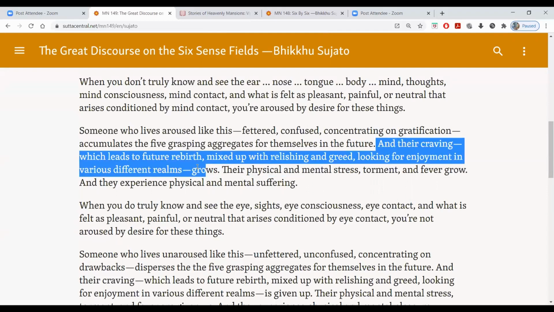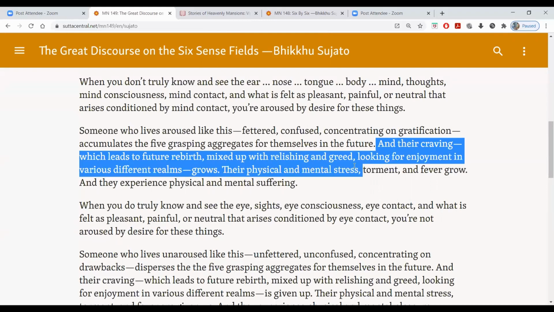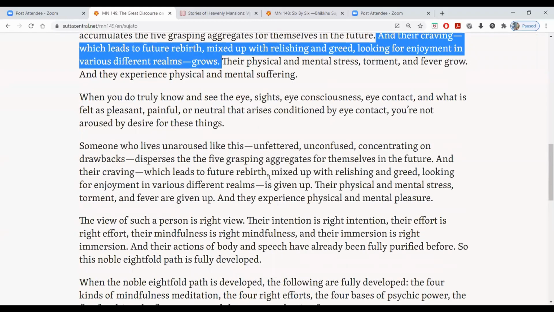And their craving, which leads to future rebirth, mixed up with relishing and greed, looking for enjoyment in various different realms, grows. That is how rebirth is arranged while we are living here. But our Kalyanamitta asked about how to stop this.